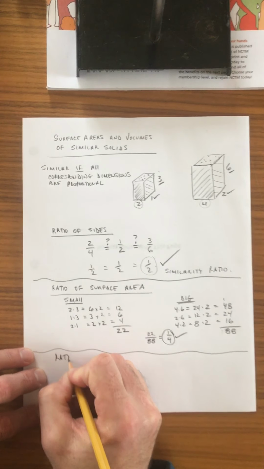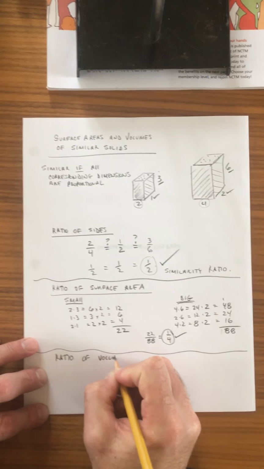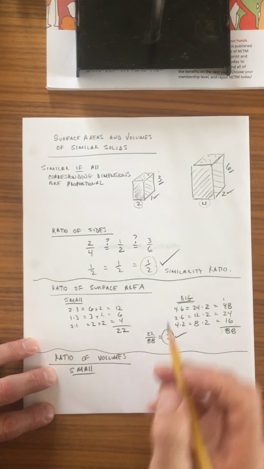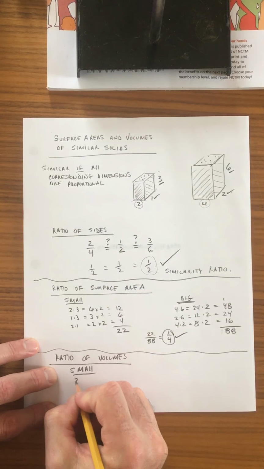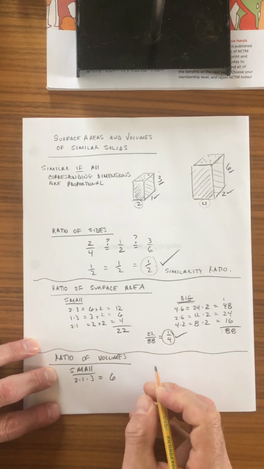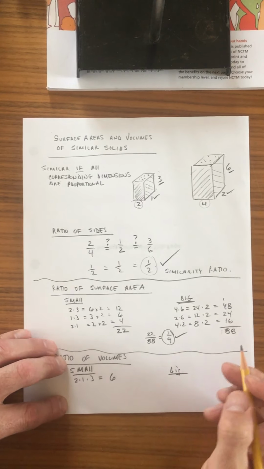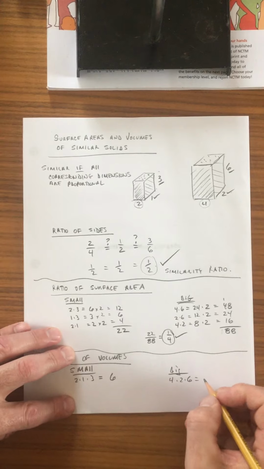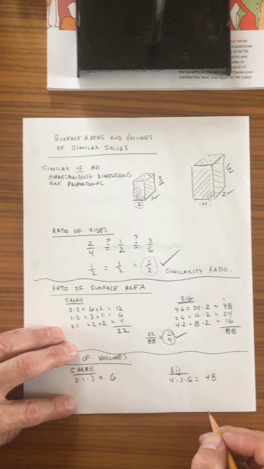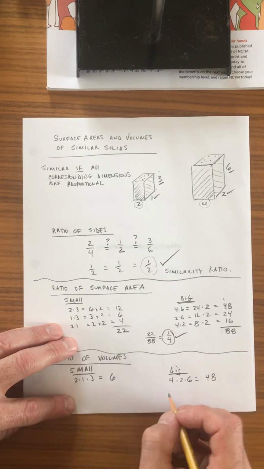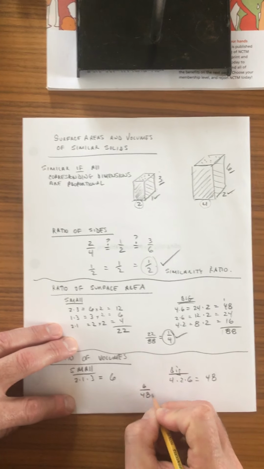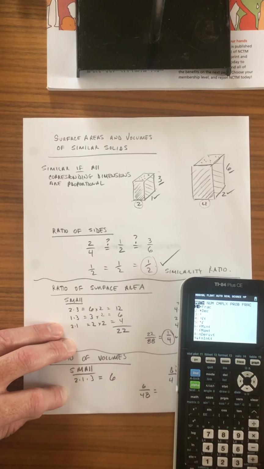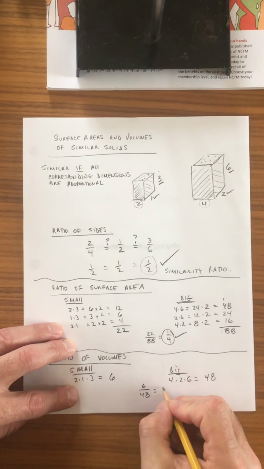Now, let's look at the ratio of the volumes. All right, for the small, the volume is going to be base times width times height. So 2 times 1 times 3, which is 6. And for the big, it's going to be base times width times height. So 4 times 2 times 6, which is 48. And the ratio of the volumes would be 6 over 48. I'm pretty sure that can be simplified. 6 divided by 48 is 1/8.